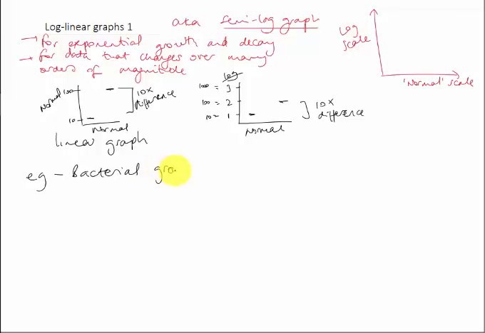So bacterial growth curves. So we know that bacteria, cells double every 30 minutes maybe for a happy E. coli culture, something like that, and this is exponential growth.